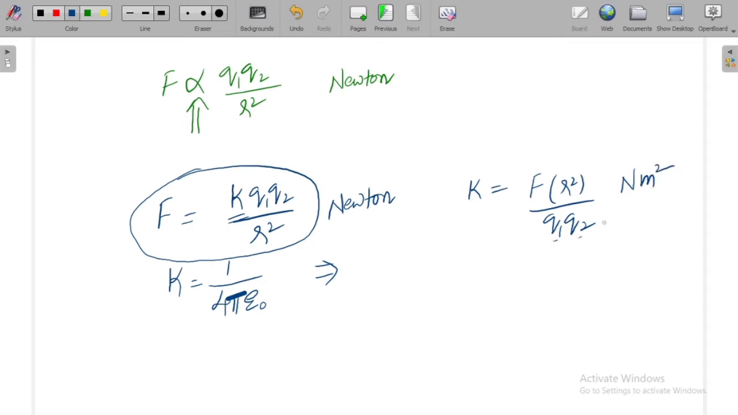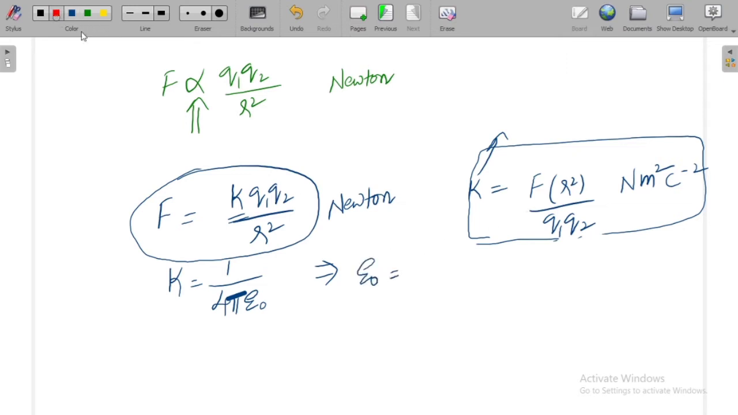The unit of charge is Coulomb, so the unit of K is Newton meter square Coulomb power minus 2. It is the proportionality constant unit. Now experimentally it is proved that the K value is equal to 1 by 4 pi epsilon naught, where epsilon naught is nothing but the permittivity of free space.